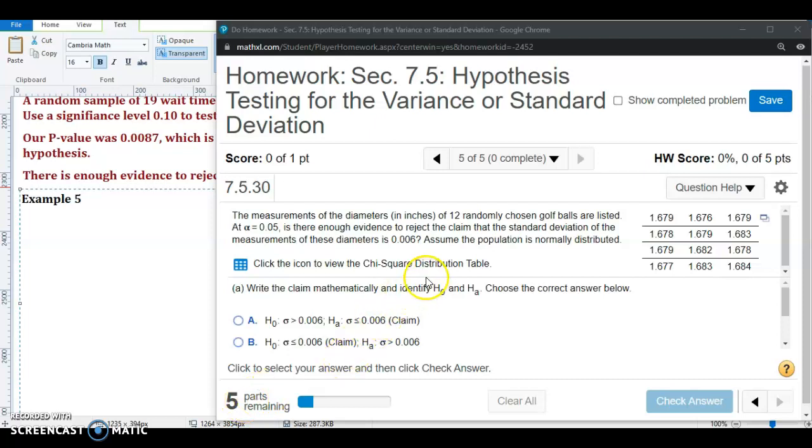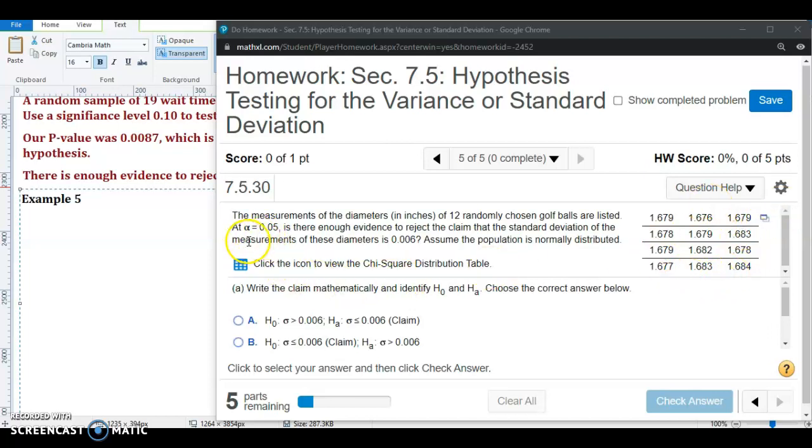Okay, so let's go and look at one more example from section 7.5. So this is problem 5 from the homework. And it says that the measurements of the diameters in inches of 12 randomly chosen golf balls are listed. So this is the data that you see here.